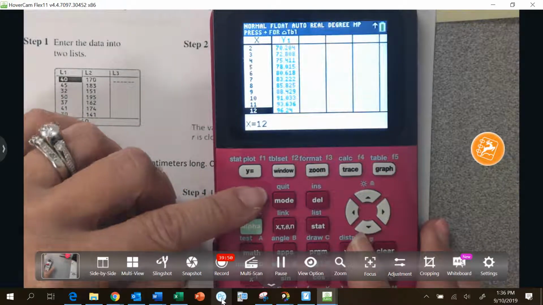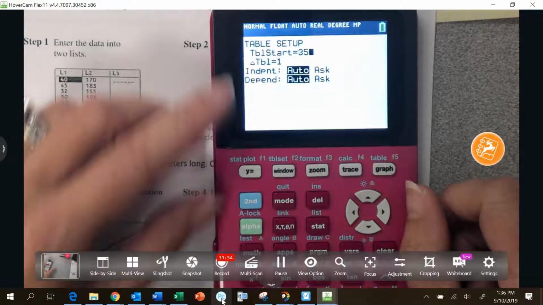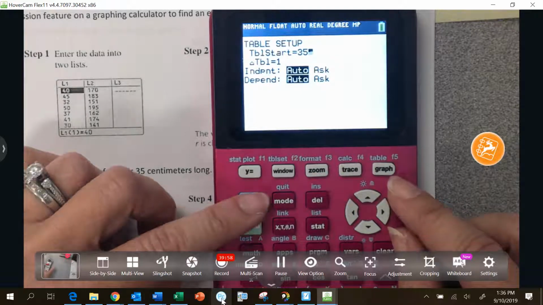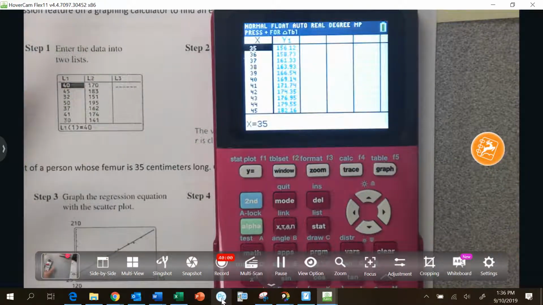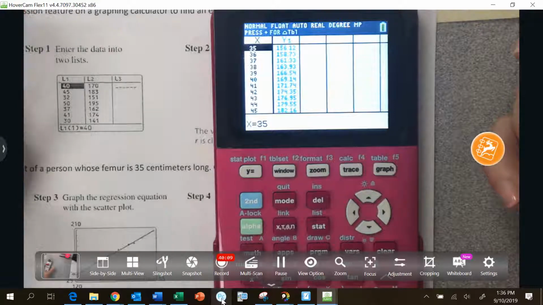You do second window and just say start my table at 35. And then we go back to the table, which is second graph, and now it starts at 35, and it tells me the exact same answer. So either way, you're getting those points. This gives me all the different kinds of points that I would want as well.